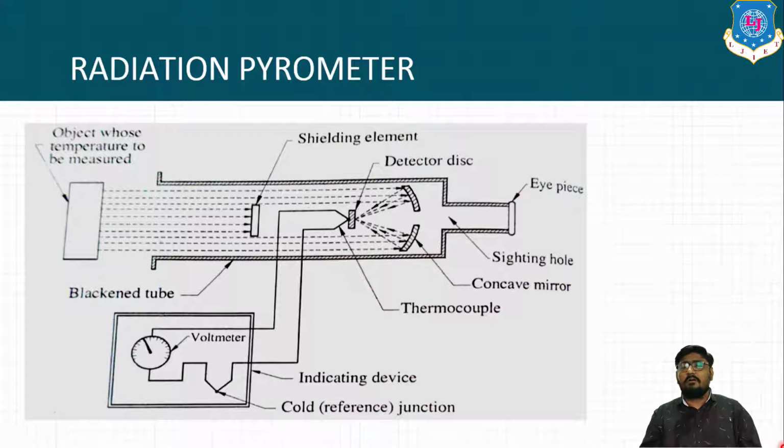Or else, by observing the changing color of this disc using this eyepiece through this hole, we can tell the temperature. Just as with pH paper, the changing color gives an indication of the pH value, the same thing happens with the changing color of this disc. You can define the temperature value of the object by using this radiation pyrometer.